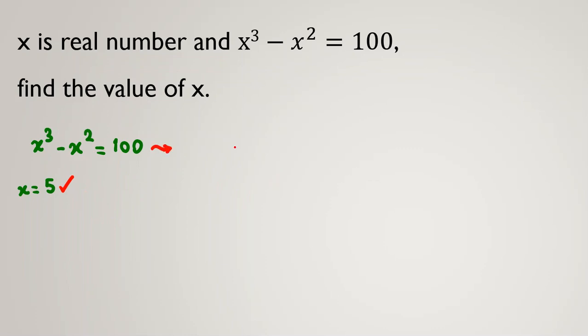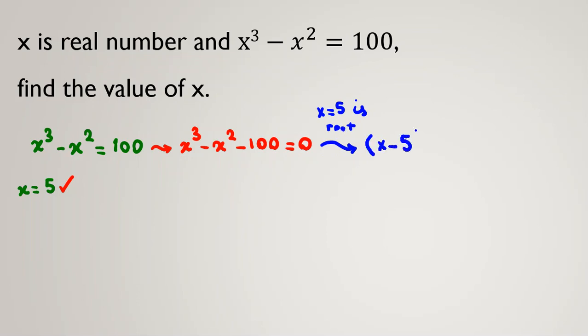So here, if we take everything to one side, x cubed minus x squared minus 100 equals 0. If we take 100 to the left-hand side, it will be negative 100. Now, because x equals 5 is a root, the most useful way, and the theorem you should memorize, is that you can factor out x minus 5. Now, we should create x cubed minus x squared minus 100.